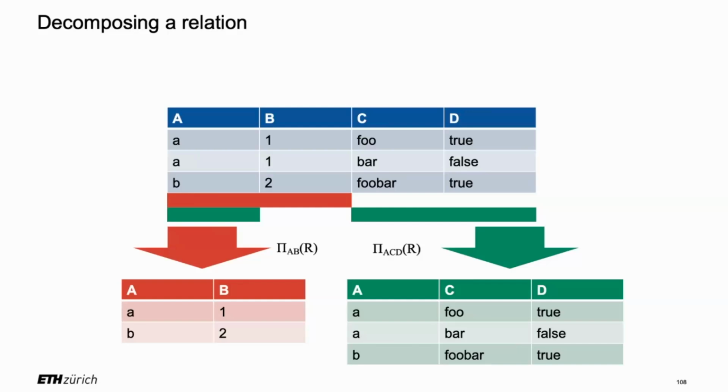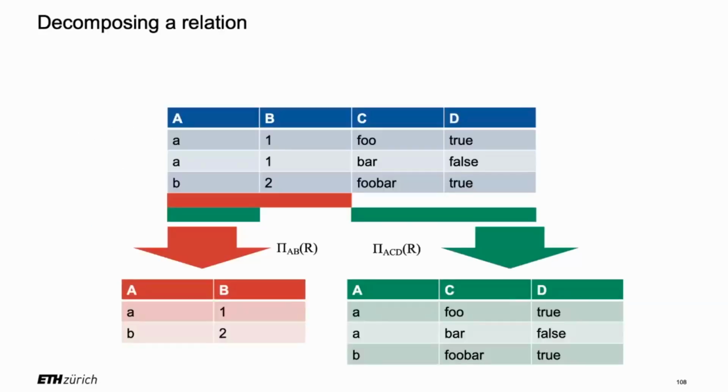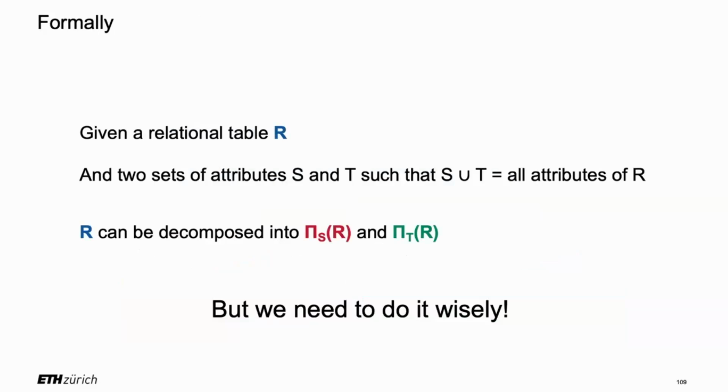All right. But the thing is, we cannot just do it at random. We cannot just randomly pick attributes and projects and that's it. We really have to pay attention and be smart on the selection of the attributes that we take in order to project. So now that's just formally what I've just told you. You basically take a relational table. You have two sets of attributes, S and T. What you want is that their union gives you the whole support of R, right?